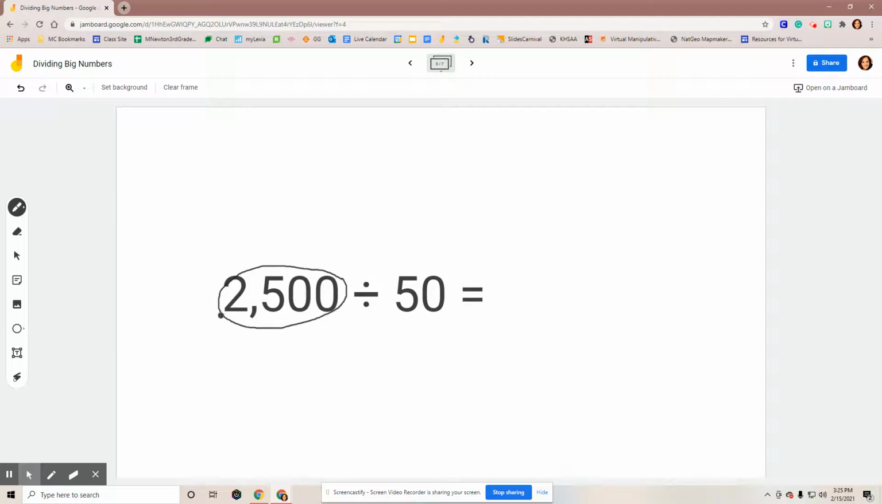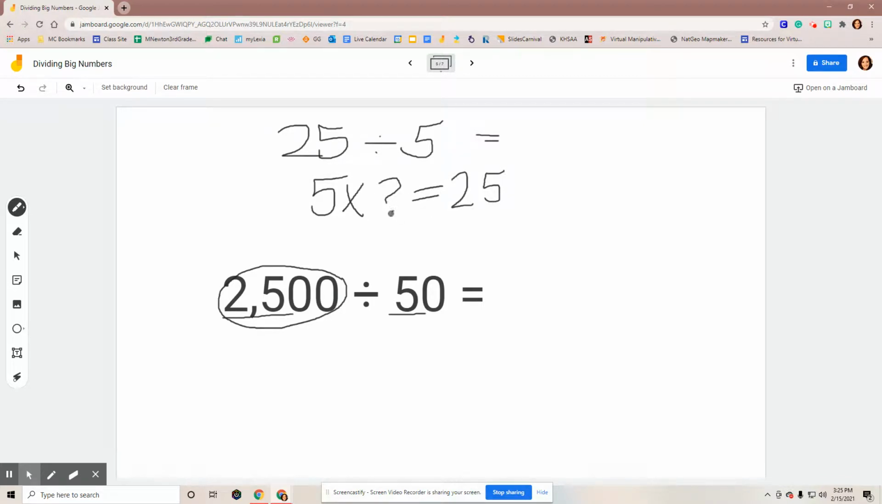So originally, just like we do with our big numbers with multiplication, we're going to do the same thing with division. So I'm going to underline my 25 and my 5. So I can pretty much ask myself, what is 25 divided by 5? Well, I know that 5 times what gets me 25? You're right, 5. So I know 25 divided by 5 is 5. So I'm going to write my 5 down.